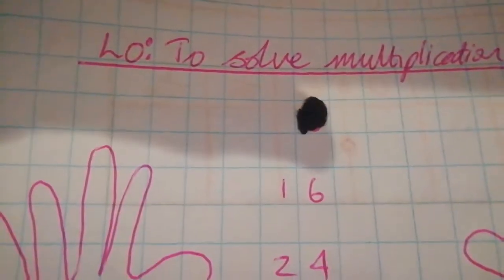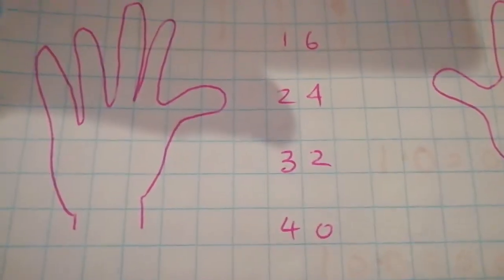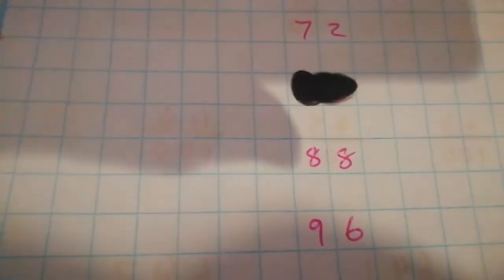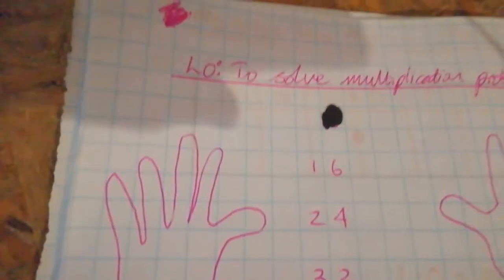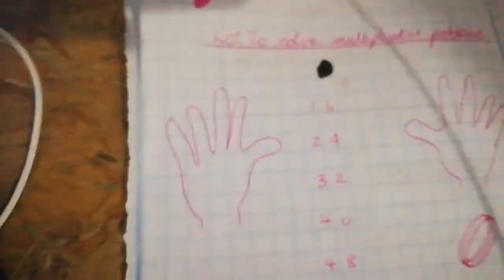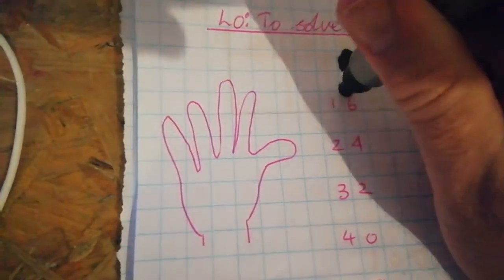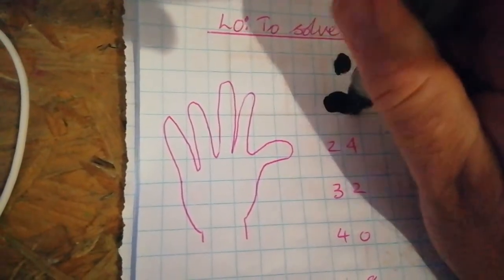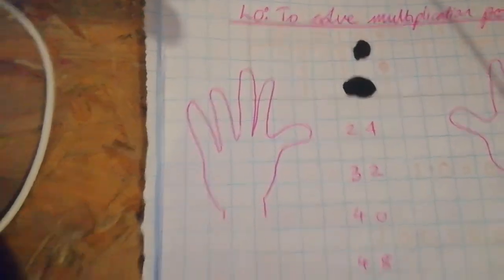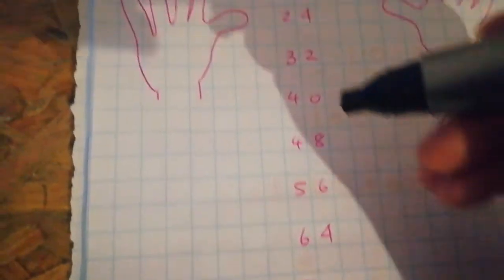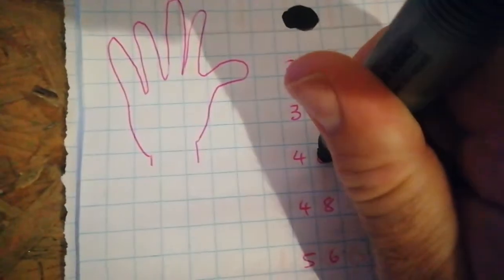Say it with me. 8, 16, 24, 32, 40, 48, 56, 64, 72, 80, 88, 96, and back down, 96, 88, 80, 72, 64, 56, 48, 40, 32, 24, 16. Now, if we know 1 times 8 is 8, we know that double 8 is whatever 2 times 8 is. So we can get rid of 16. If we know that 10 lots of 8 is 80, I know that half of 10 is 5. So 5 lots of 8 is 40.